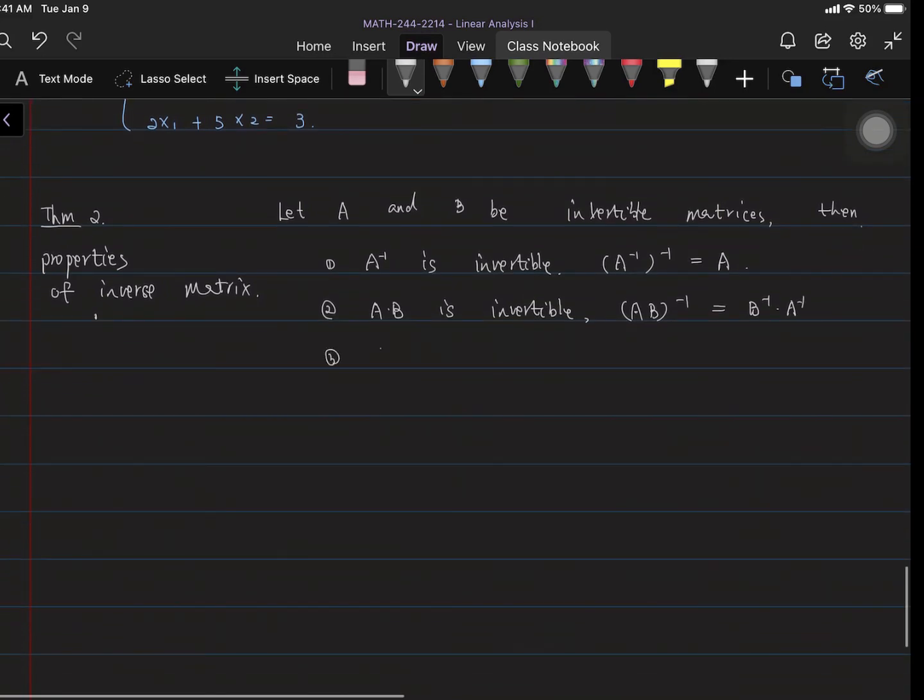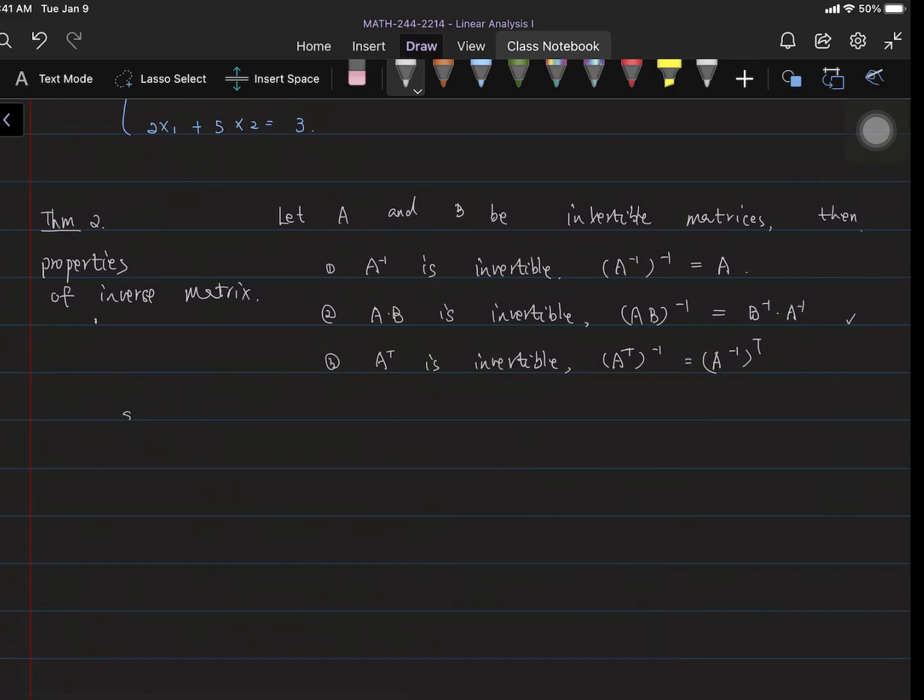3. The transpose is also invertible. And the inverse of the transpose equals the transpose of the inverse matrix. Here's just some identities. I think occasionally in the future we may use the second one, and the first one is easy to understand. So those are the properties. Okay, we skip the proof. That's all we need to know for this section.